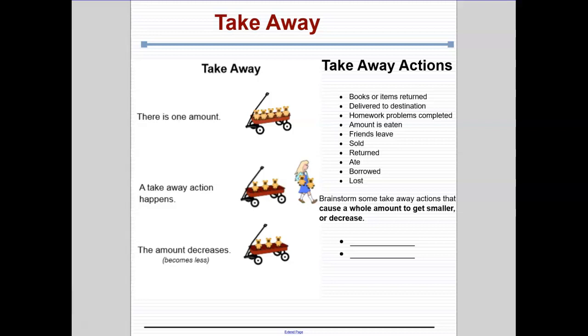Let's think of some takeaway actions that happen in our real life all the time. Let's say Mrs. Moore had some books and she returned some of them to the library. Well, that caused my starting amount of books to become fewer because I returned some. Let's say Mrs. Moore has mail and she delivers some of it to her third graders. Well, that causes her to have less than the amount she started with, so some was taken away. I could have some homework problems and I could complete some of them, which means that I have fewer left to complete. Some was taken away.